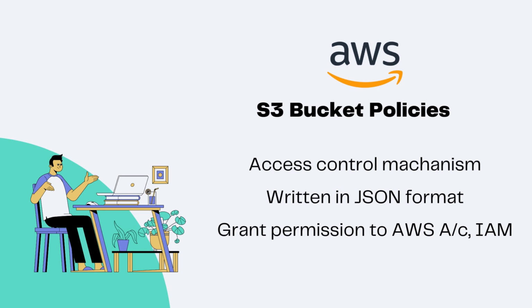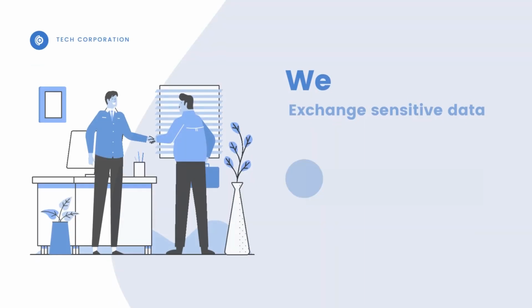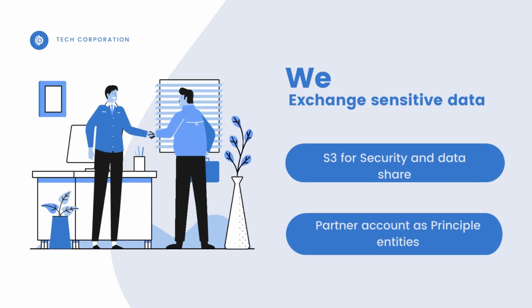Let's imagine a scenario where a large corporation, let's call it Tech Corporation, collaborates with multiple partner organizations to exchange some type of sensitive data for a joint project. In this case, Tech Corporation needs to ensure that the shared data is accessible only to the authorized personnel from both Tech Corporation and the partner organization. So they use an S3 bucket policy to achieve this secure data sharing.